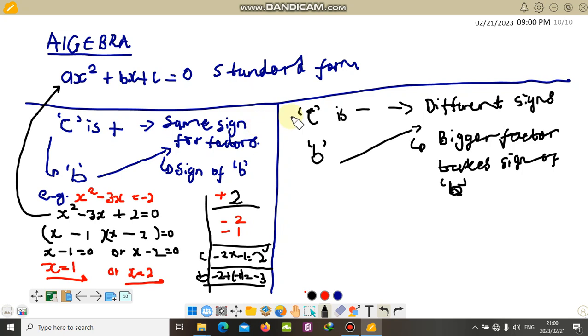So if C is negative, it means when you factorize, you will have different signs. And now, on those two factors, which one will take the sign of B? The bigger factor. So you look at those two factors, the bigger one, you give it the sign of B. If B is negative, it means the bigger factor will take the negative sign. Therefore, the remaining factor will take the positive. Let's do an example.